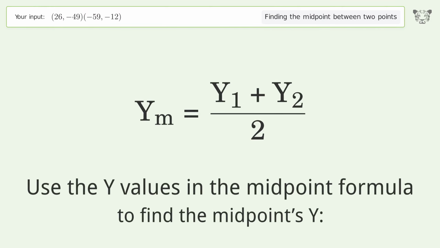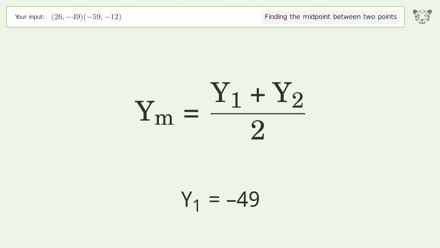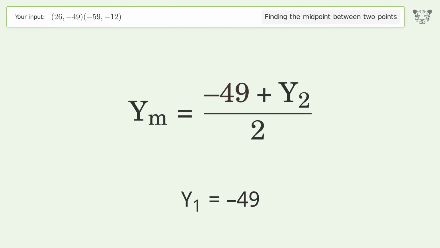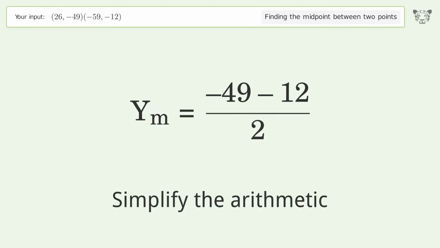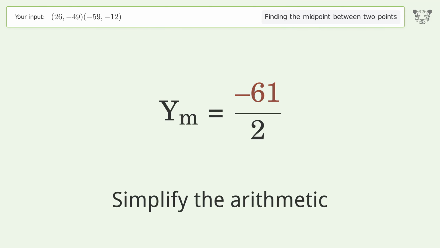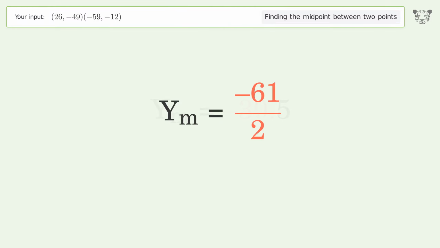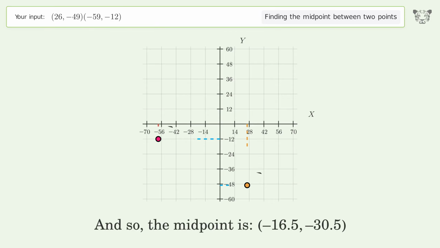Use the y values in the midpoint formula to find the midpoint's y. y1 equals negative 49. y2 equals negative 12. Simplify the arithmetic. And so, the midpoint is negative 16.5, negative 30.5.